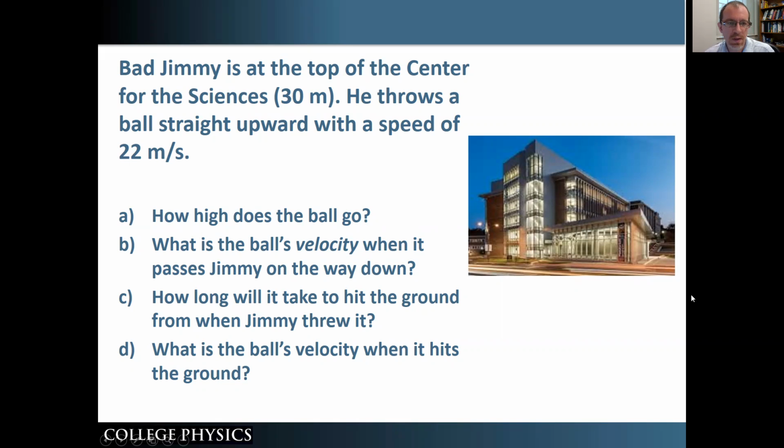It says that this kid is at the top of a building that's 30 meters tall. He throws a ball straight up with a speed of 22 meters per second. And then focusing on part B, it says, what is the ball's velocity when it passes the kid on the way down? So that's what we're going to look at to start with.